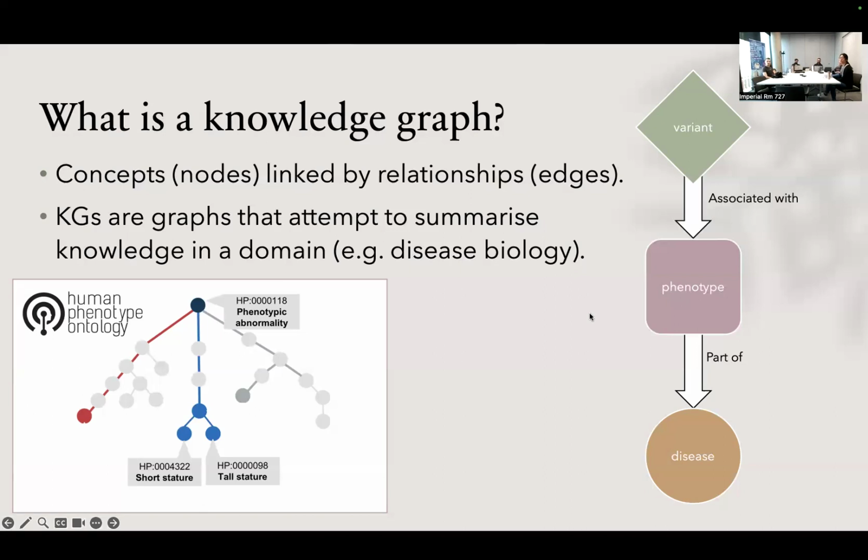I think this can be basically summed up as, knowledge graphs are graphs that attempt to summarize our knowledge in a particular domain. And all the examples that I'll be giving here today are focused on disease biology.